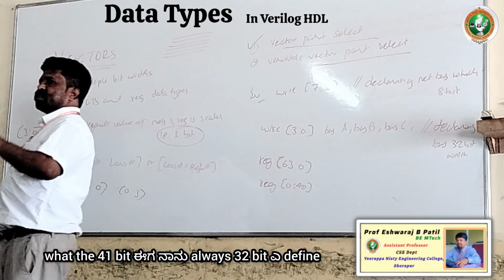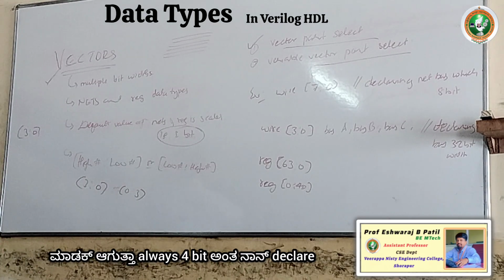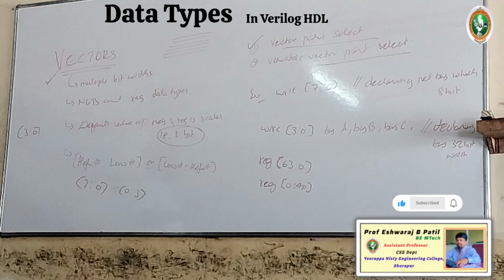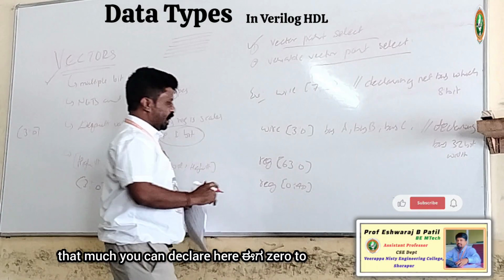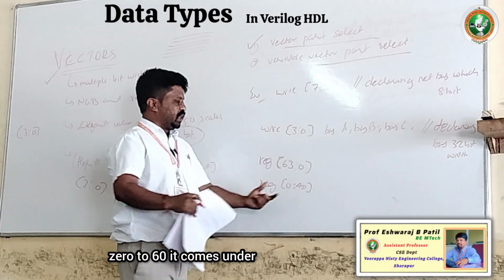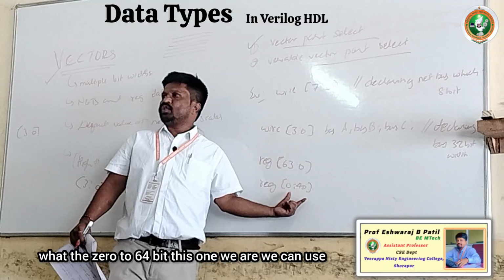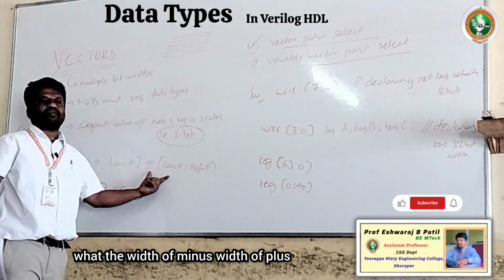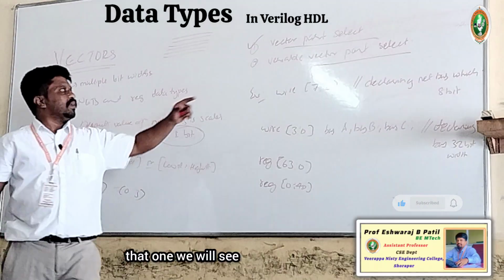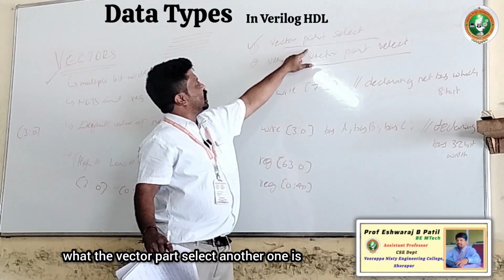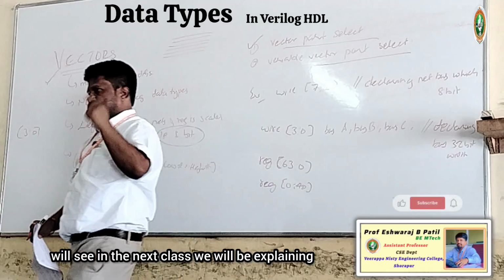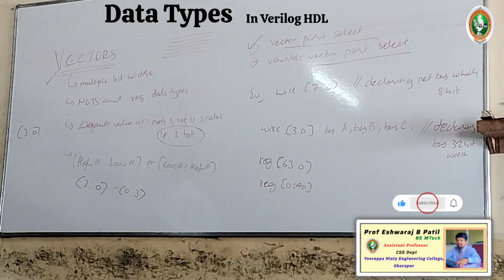Can I always define 32 bit? Do I always declare 4 bit? No, not necessary. However much you want, that much you can declare here. Now 0 to 60 comes under 0 to 64 bit. Here we can use width of minus, width of plus. That we will see in vector part select, and another one is variable vector part selection. We will see in the next class. We will explain that tomorrow.